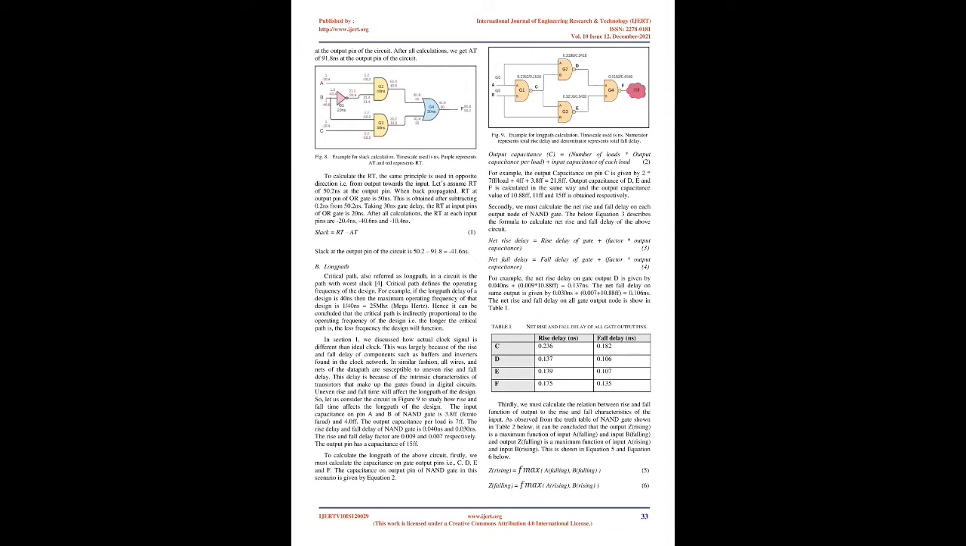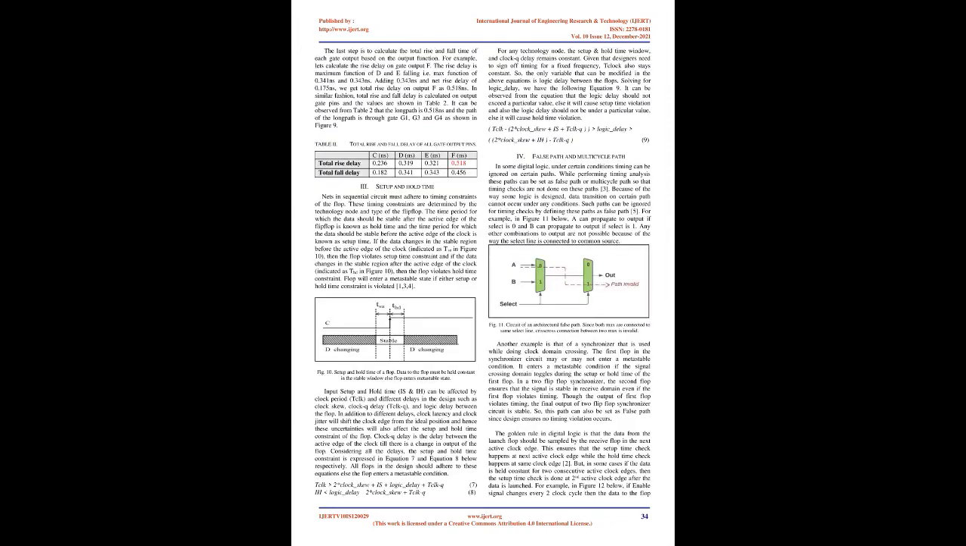Secondly, we must calculate the net rise and fall delay on each output node of the NAND gate. The below equation 3 describes the formula to calculate net rise and fall delay of the above circuit. Net rise delay equals rise delay of gate plus factor asterisk output capacitance, equation 3. Net fall delay equals fall delay of gate plus factor asterisk output capacitance, equation 4.